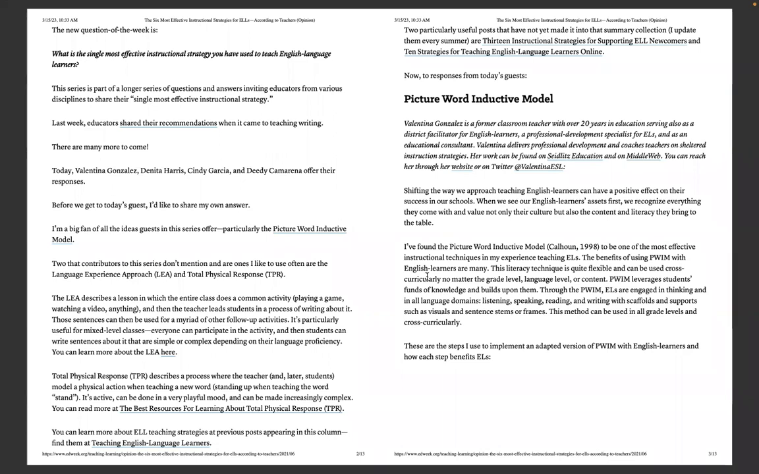This literacy technique is flexible and can be used cross-curricularly, no matter what grade level, language level, or content. PWIM leverages students' funds of knowledge and builds upon them. Through PWIM, English learners are engaged in thinking in all language domains, speaking, listening, reading, and writing, with scaffolds and supports such as visuals and sentence frames or sentences. And so you can use this method.